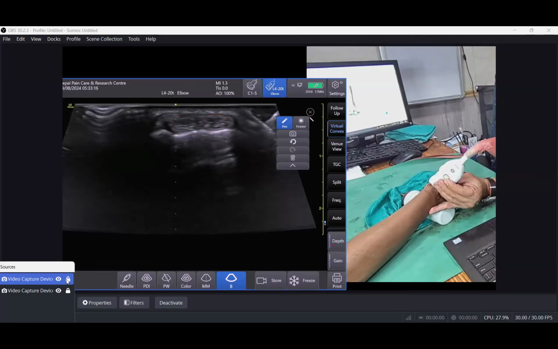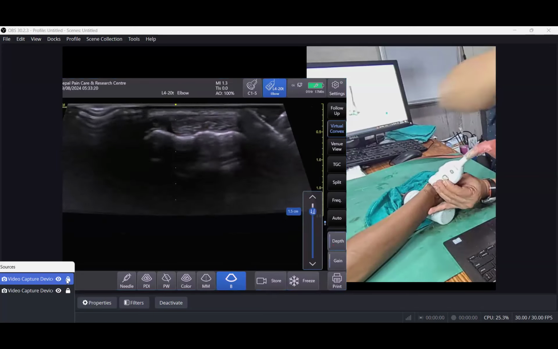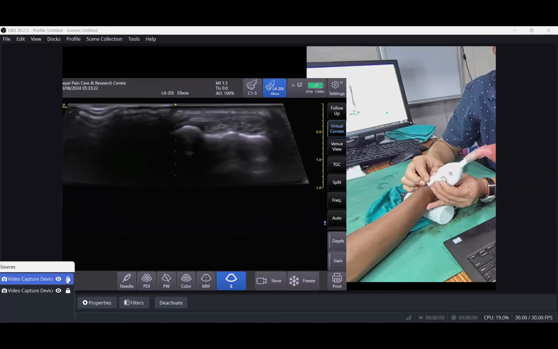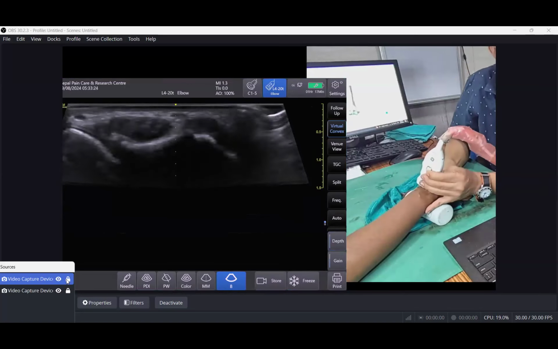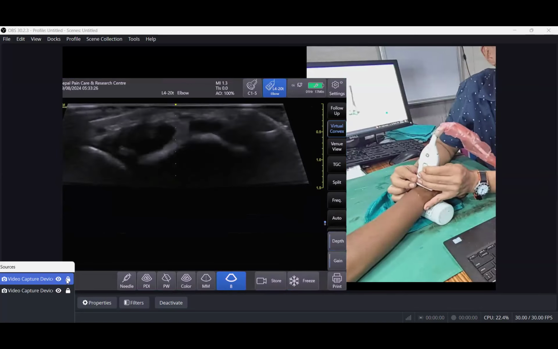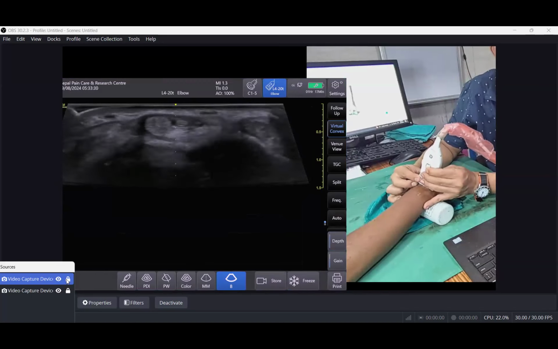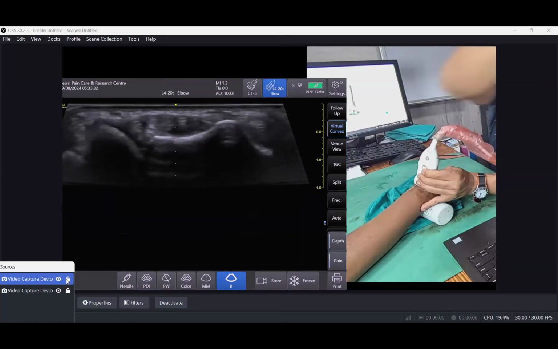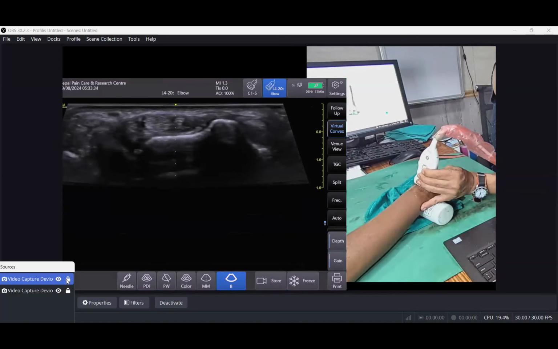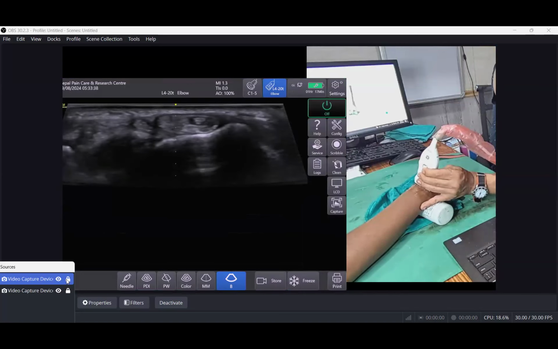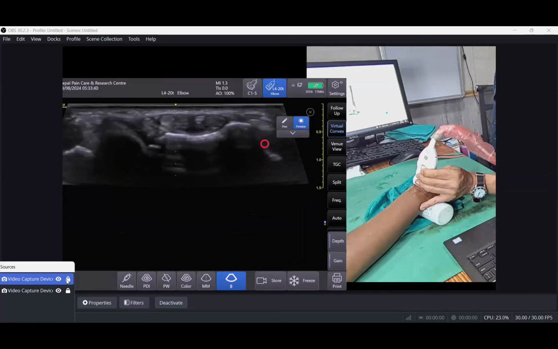Okay, these two tendons. Now comes the Lister's tubercle, the hyperechoic bony prominence. Now, medial to the Lister's tubercle is compartment number 3. So this one is compartment number 3. So this is Lister's tubercle.